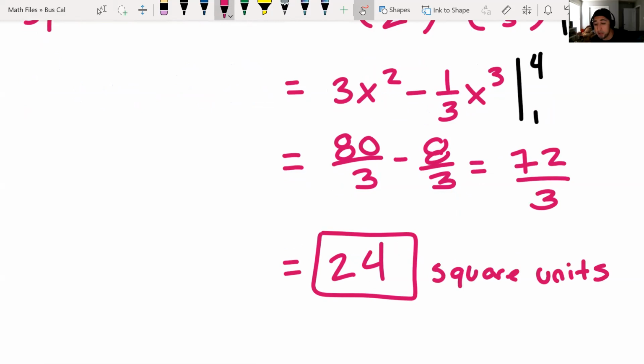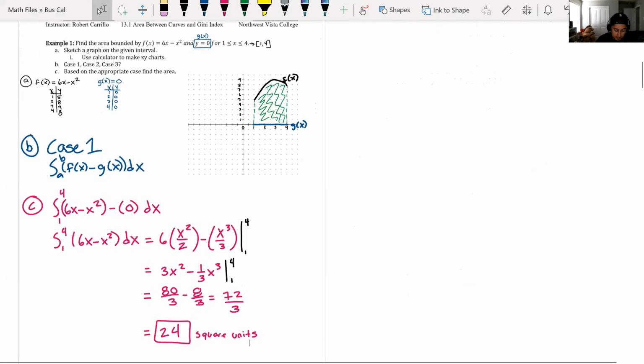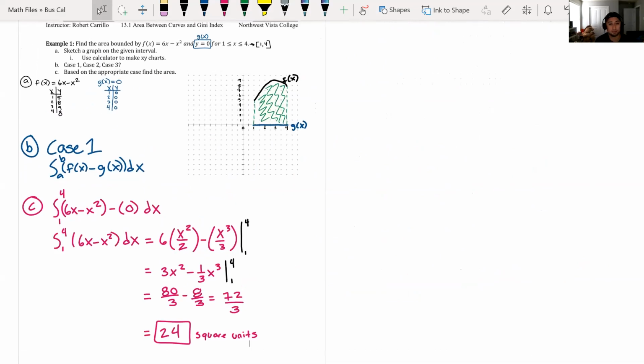I mean, because it's area, right? Okay. And there you go. That's how we work these. So we graph, we find the case, and then we do the work, right? We apply the appropriate case. Okay.